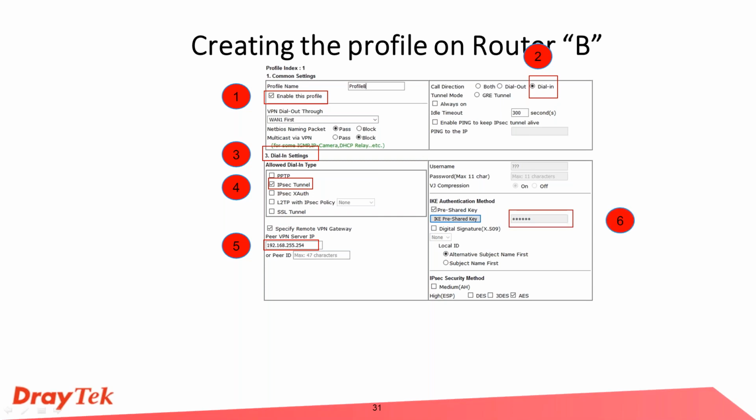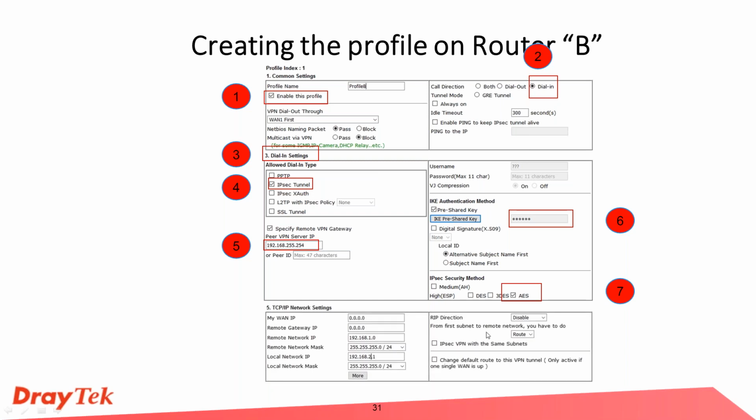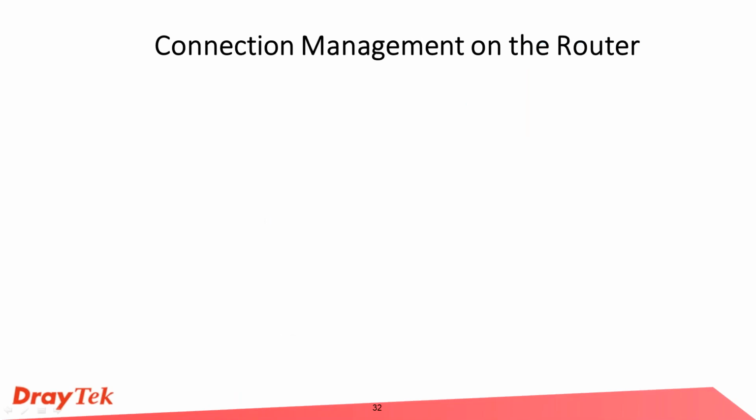As I said, you put the pre-shared key in, which is the same pre-shared key as you entered in router A. You use AES for authentication. You now put the reverse of what you did at the other site. So you've got the remote network and the gateway of the other side. And you save those settings.